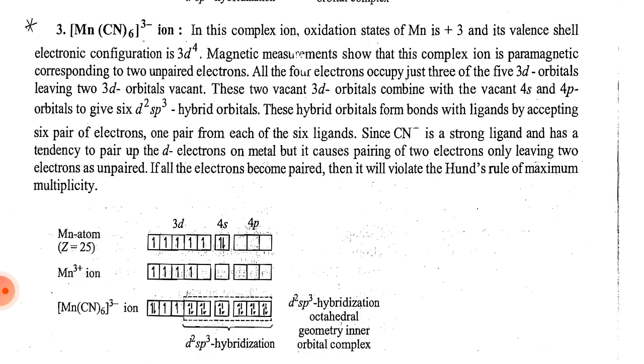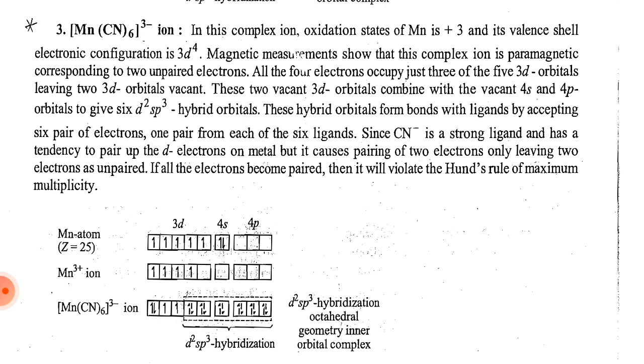NO2 is a strong field ligand. Next is manganese, Mn(CN)6 3 minus. In this complex ion, oxidation state of Mn is +3 and its valence shell electronic configuration is 3d4. Magnetic measurements show that this complex ion is paramagnetic, corresponding to unpaired electrons.